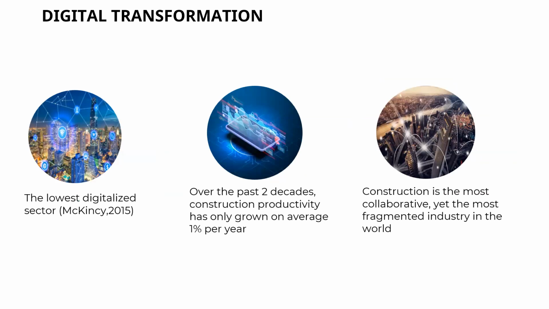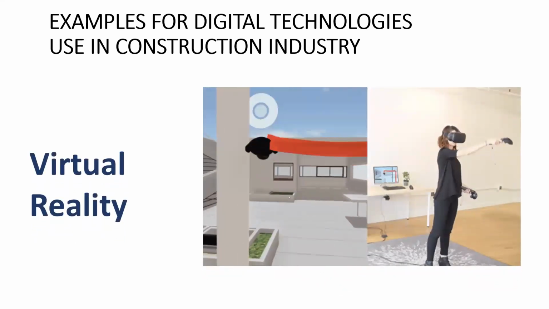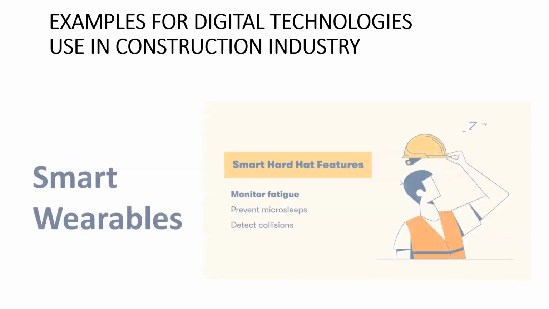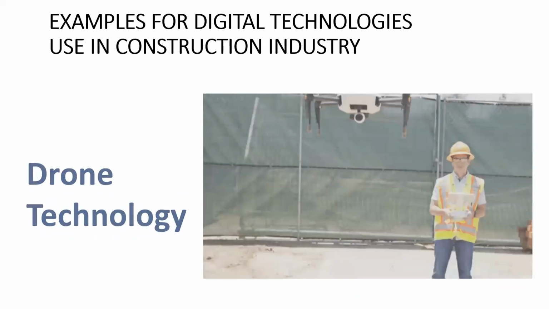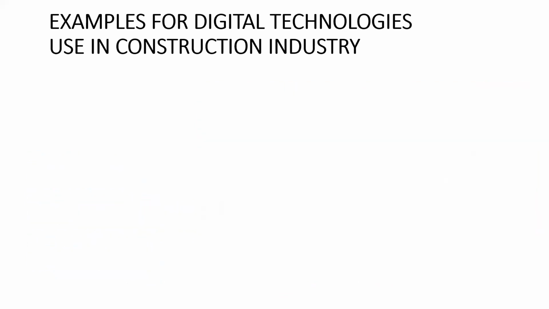The construction is the lowest digitalized sector according to McKinsey 2015. Over the past two decades, construction productivity has grown only an average of 1% per year. Construction is the most collaborative yet the most fragmented industry in the world. Some examples of digital technologies used in the construction industry are virtual reality, augmented reality, artificial intelligence, smart wearables, 3D printing, robotic technology, drone technology, and building information modeling.